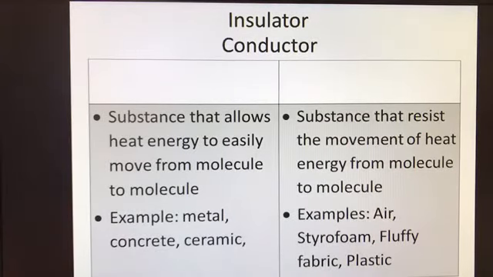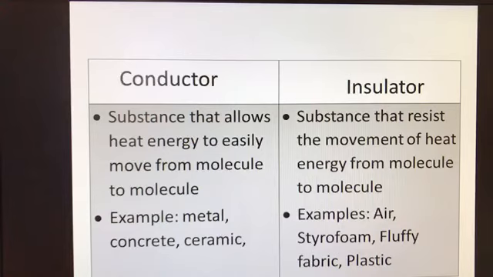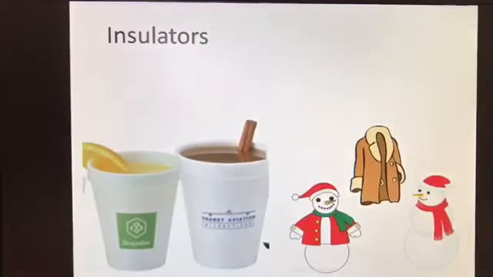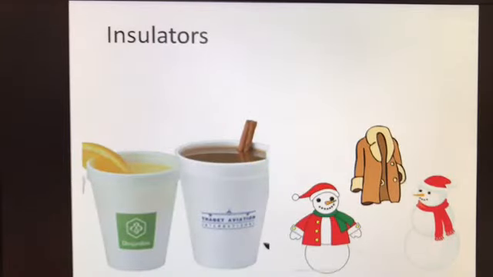All right, so figure it out. Conductors are the ones that allow heat to transfer easily. Insulators resist the movement of heat transfer. Okay, so let's talk about those a little more. Let's look at some examples. Insulators and conductors. Okay, so we have here styrofoam cups.